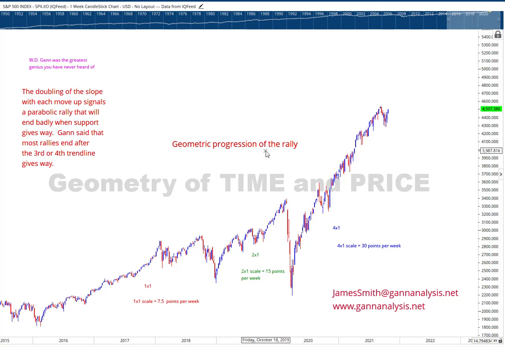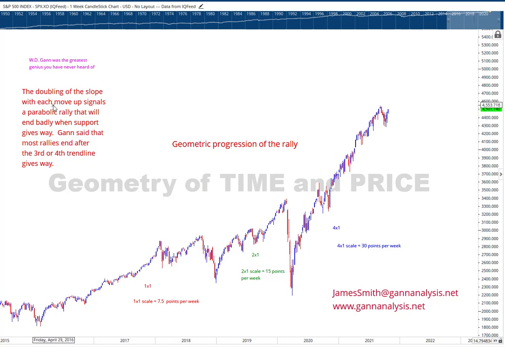All right, we're looking at the S&P and the geometric progression of the rally. What does that mean? The geometry of time and price. What exactly does that mean? Well, Gann believed that markets are not rational. They go to extremes on the upside and the downside. They're totally emotional, but they do follow a certain geometry of time and price.